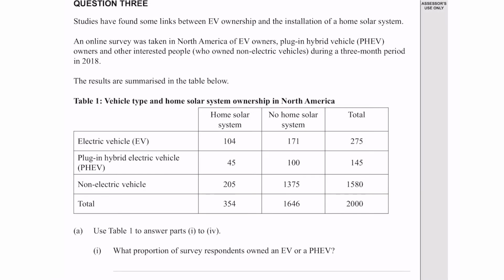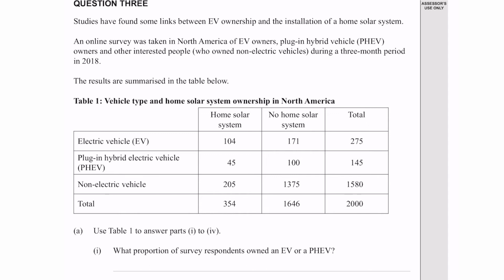Now that we've looked at some of the fundamentals around conditional probability, we can go ahead and complete one of the questions from the probability standard. So let's go ahead and do that. This paper's from 2020. Essentially what they've done here is a survey in North America around EV ownership and whether they have a home solar system.